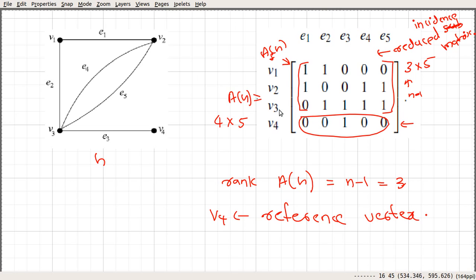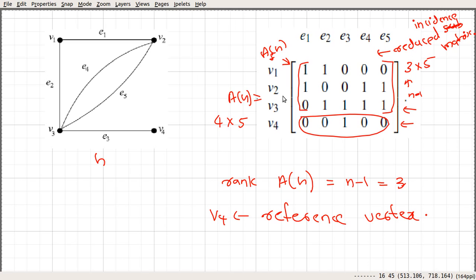Okay, so in this case the reference vertex could be V1, V2, V3 or V4. Again we can see that if you delete the second row, we will get a submatrix, and that submatrix is going to be another reduced incident matrix. Similarly, in that case the reference vertex will be V3. Similarly, if we delete the first row, we will get a submatrix of order 3 by 5, and that is going to be another reduced incident matrix.